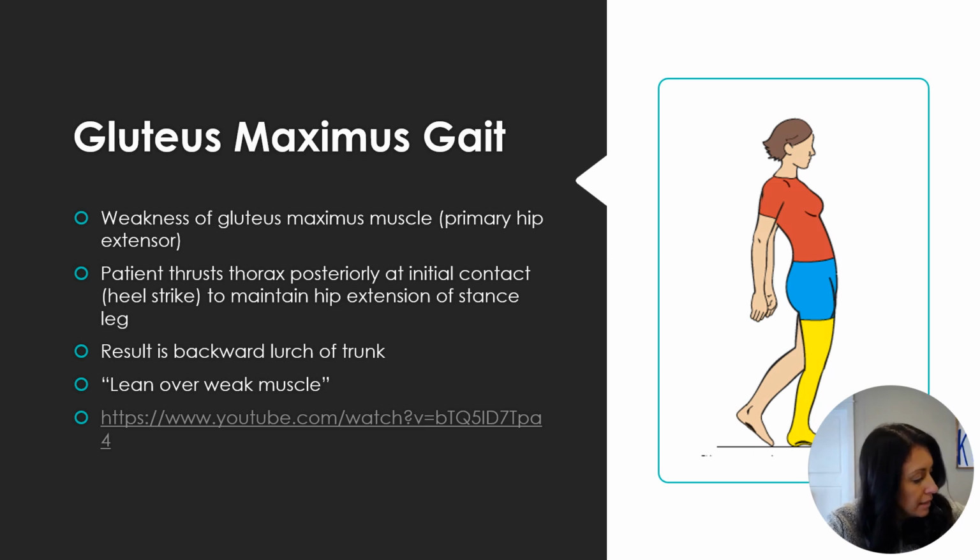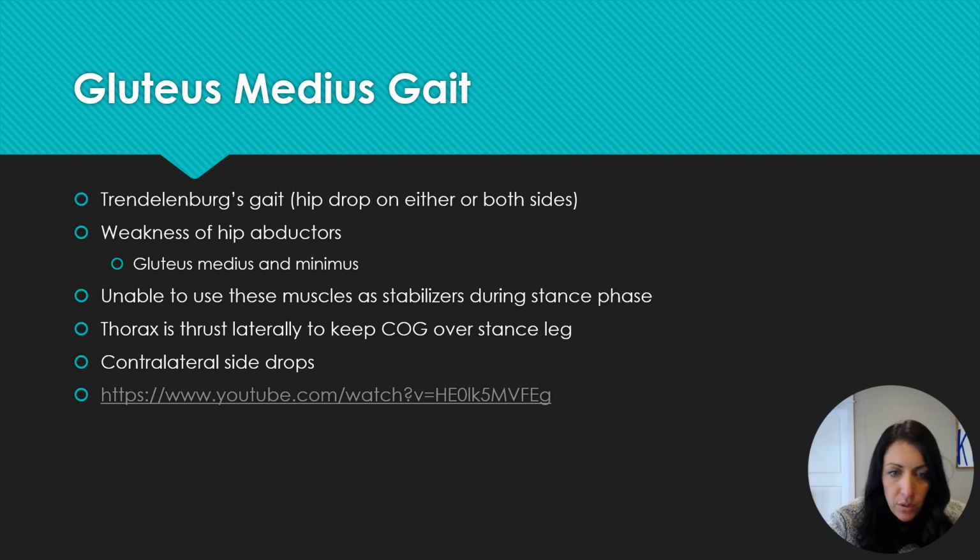Glute maximus gait, which is not mentioned in your score builders, it looks like, but it is in your textbook. And going back to a lot of these pictures I took from 150's textbook, you can look through that information as well. But this is when they have weakness of the glute max, primarily the hip extensors, and they thrust their thorax posteriorly to maintain hip extension in stance phase through the leg. So they're leaning over a weak muscle to maintain that balance and function. There's also a video on that one too.